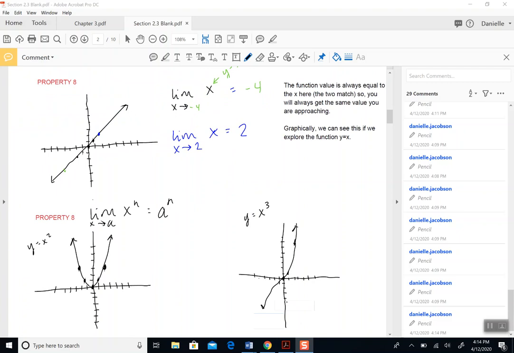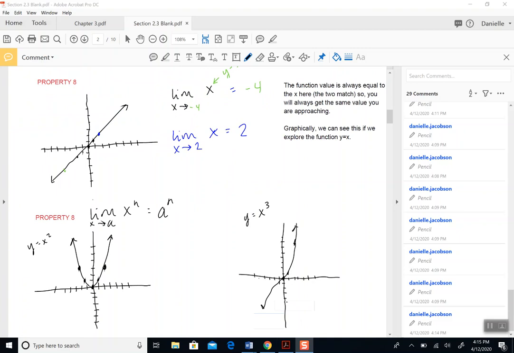Okay, so the next property we'll go over is property number 8, and this is the one that says the limit as x goes to a of x to the n is equal to a to the n, so long as n is a positive integer. All right, so a couple of examples that we can consider are where y is x equals 2, and y is x squared, and y is x to the third.